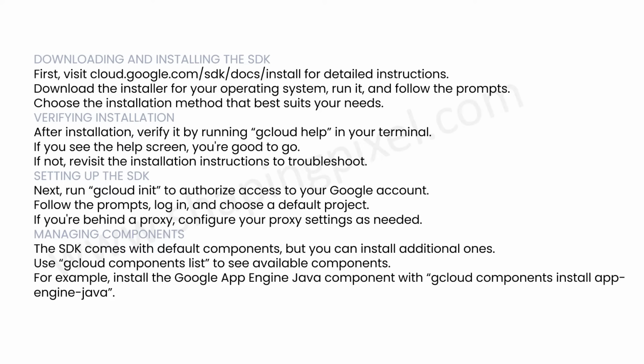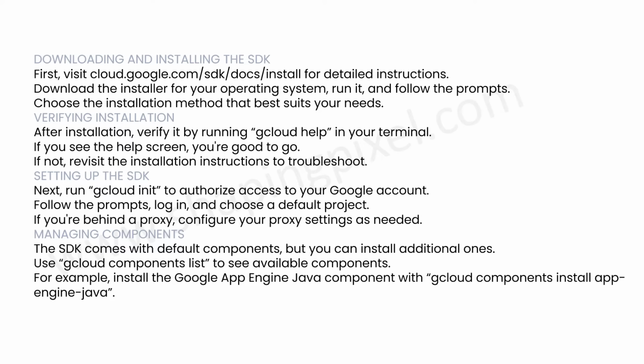After installation, verify it by running gcloud help in your terminal. If you see the help screen, you're good to go. If not, revisit the installation instructions to troubleshoot. Next, run gcloud init to authorize access to your Google account. Follow the prompts, log in, and choose a default project. If you are behind a proxy, configure your proxy settings as needed.